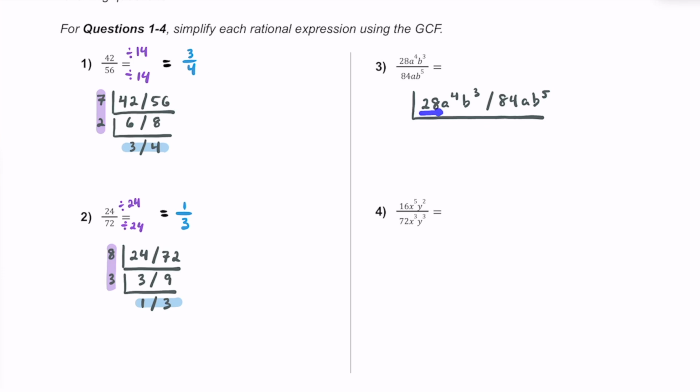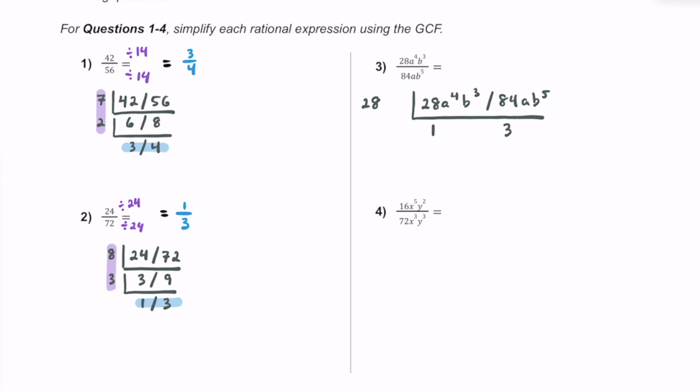Now, thinking of a number that goes into 28 and 84, I know 2 would work, 4 would work also. I think we could use maybe 14 as well, but I think I'm going to go with 28 here, just because 28 times 1 is 28, as well as 28 times 3 is 84. So I'm going to put a 1 here, and I'm going to go ahead and put a 3 here, because 28 times 3 is that 84.